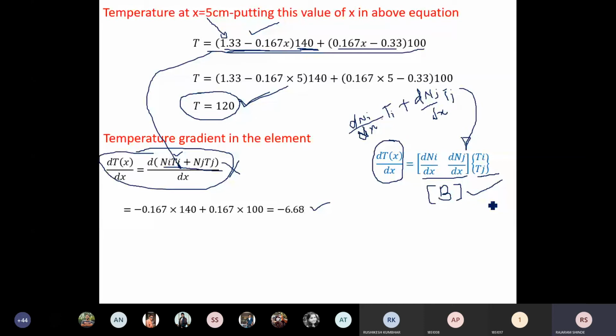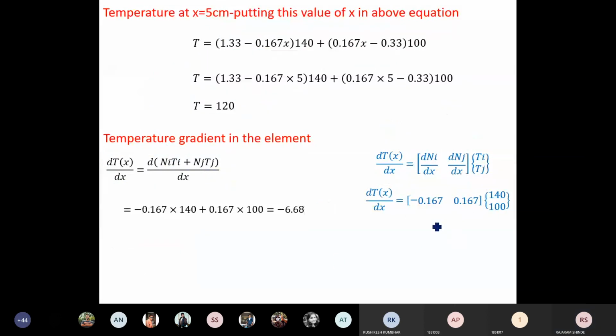Okay, now after that you put the values of this and you calculate this, you will get the same result. Okay, I will clear this. You see here, this is minus 1.67 and dNj by dx it is 0.167 into Ti is 140, Tj is 100. Now you will get the same result, minus 6.68. Okay, I have shown this by two methods. Directly you can differentiate this equation, or you can write in matrix form and then you can differentiate. Okay, do you agree with this?